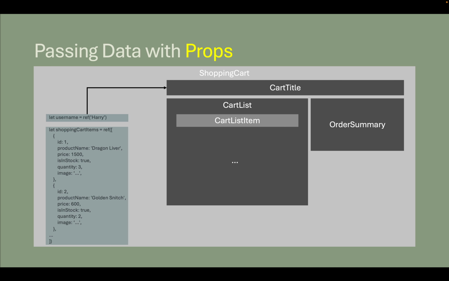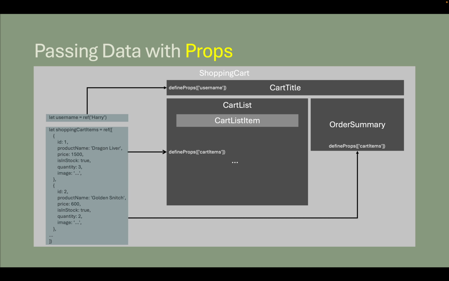And the order summary component needs to compute the order summary like subtotal, shipping estimate, tax estimate, and total. So the shopping cart component passes the shopping cart items to both the cart list component and the order summary component. How does a child component receive the data from the parent component? Yes, props, right? So we need to define props in cart title, cart list, and order summary. Okay, understanding this image, let's go back to VS Code and implement this data passing.